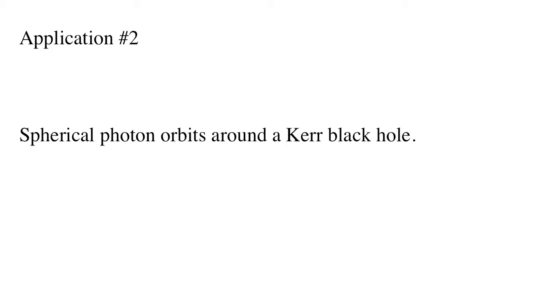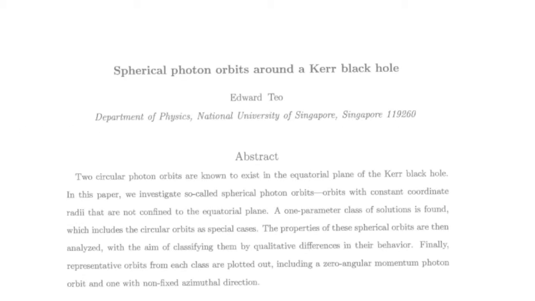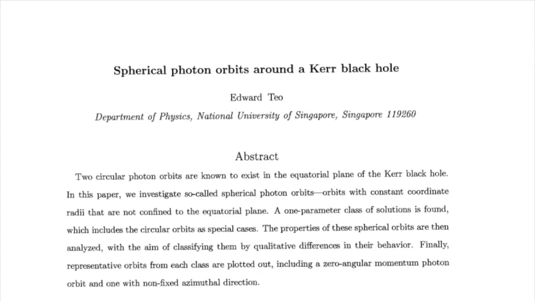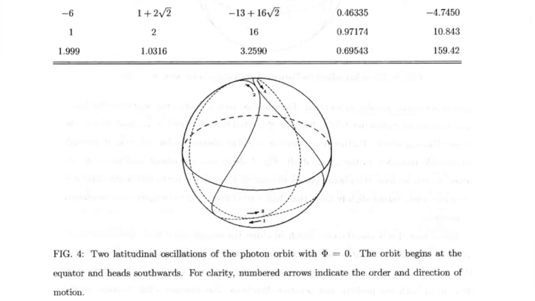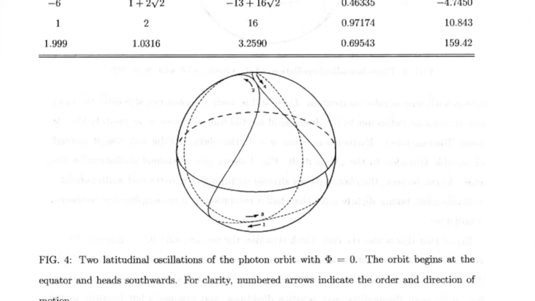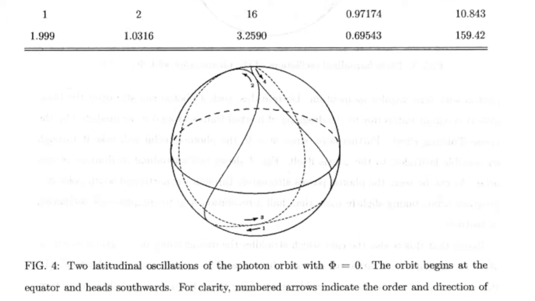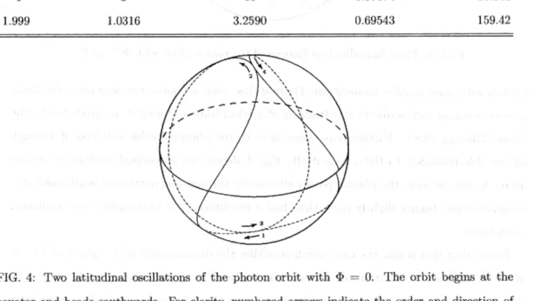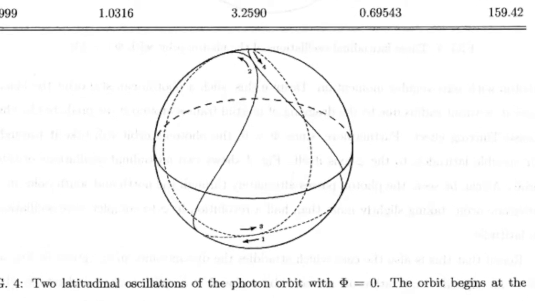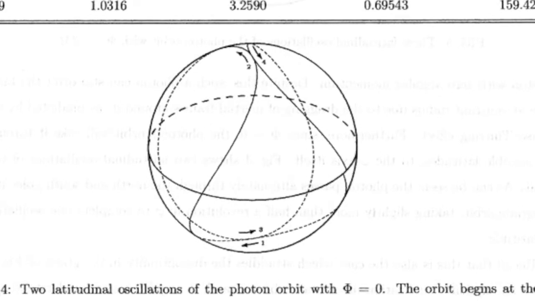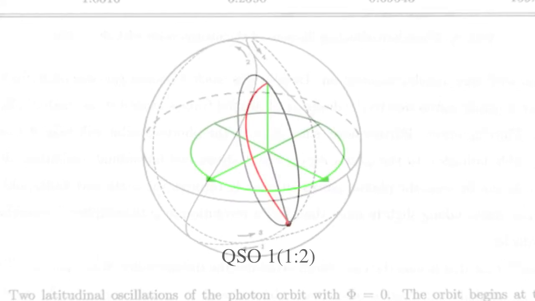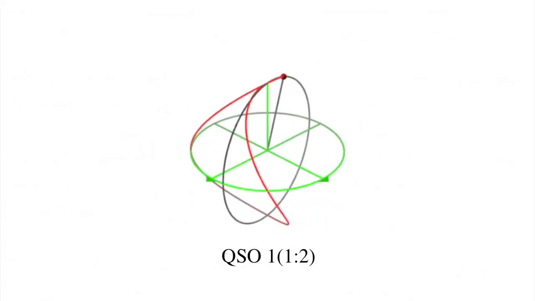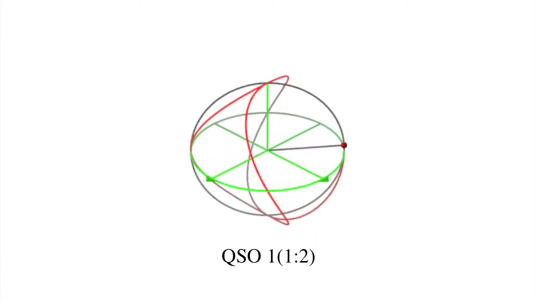Application number 2, spherical photon orbits around a Kerr black hole. TO 2008 describes several special case photon orbits around a Kerr black hole. One of these resembles QSO monopole 1:2, the baseball scene. So is this a special case photon orbit?